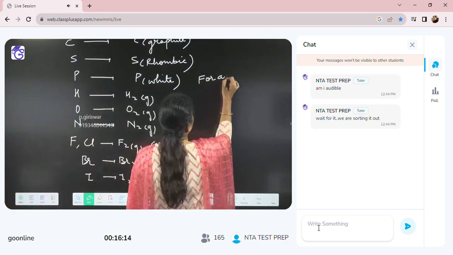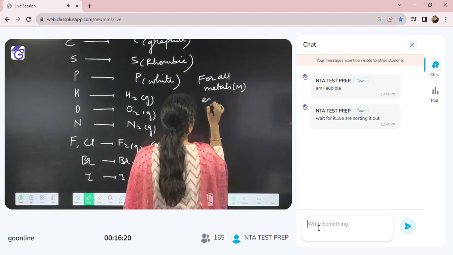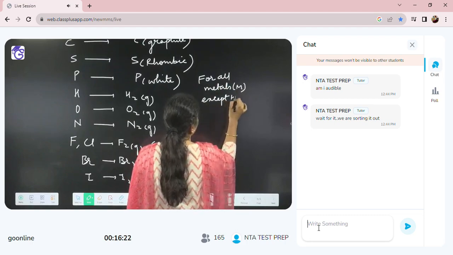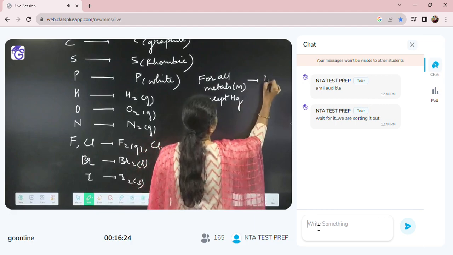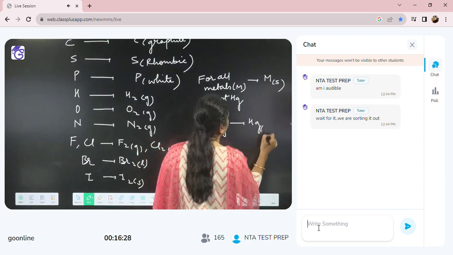For all metals, I am writing M here. For all metals except mercury, I'll be writing M solid, that is their standard state. For mercury, it is Hg liquid.